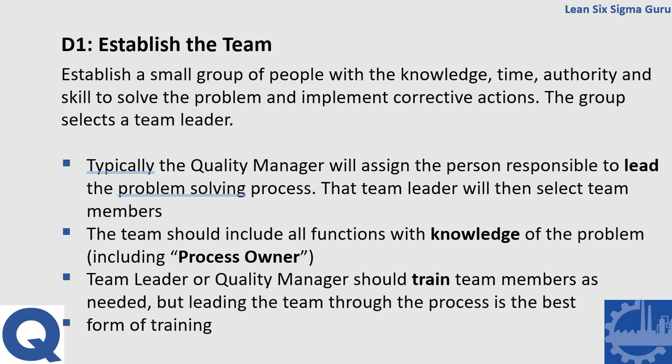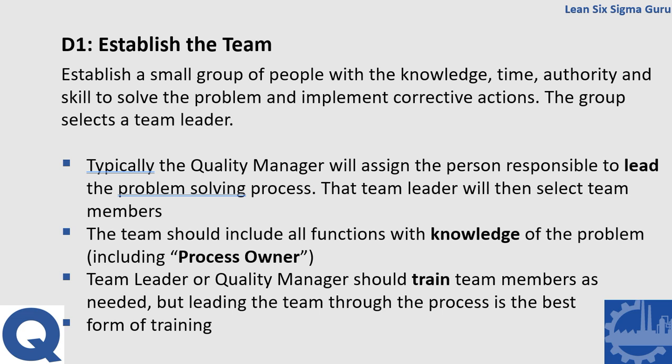This team needs to include all functions with knowledge of the problem. People that understand the problem technically and functionally and in practical terms. That's why this includes the process owner, the people actually doing the process. In many cases, this means production operators, people that know what actually happens.